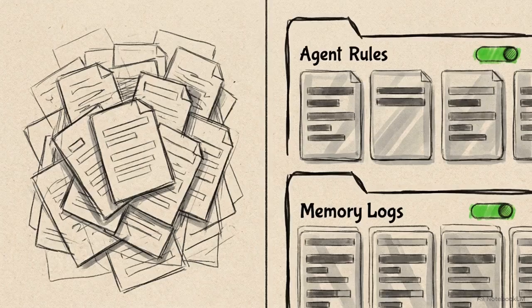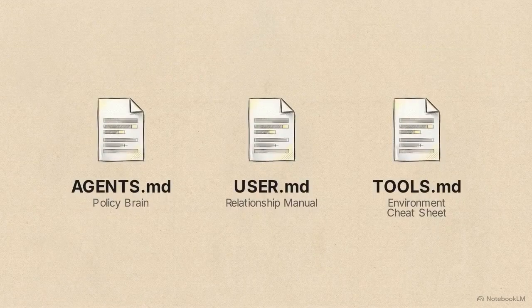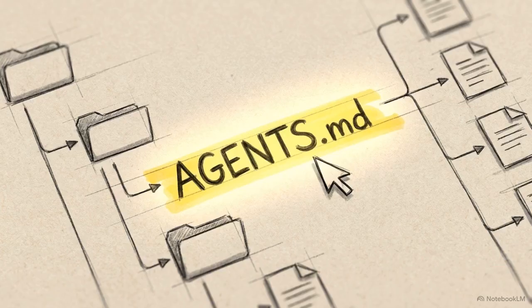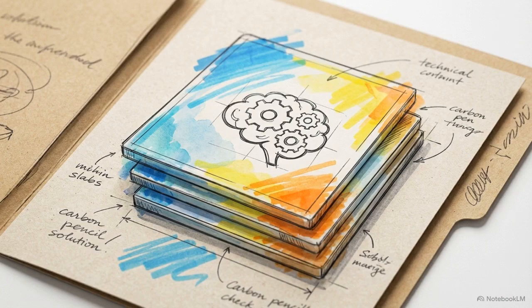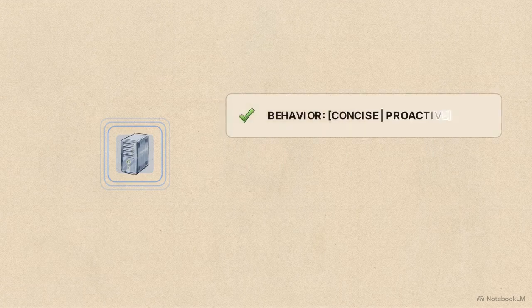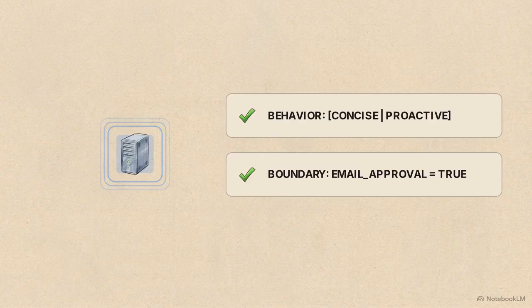Look at the left panel tree and click on AGENTS.md. This document acts as the policy brain for your worker. The system loads these rules at the very beginning of every single session. This diagram shows how we encode basic parameters, specifying how concise or proactive the agent should be. You also define boundaries, like requiring explicit approval before sending emails. Finally, establish daily project habits, like reading memory logs before answering, ensuring it never loses context.